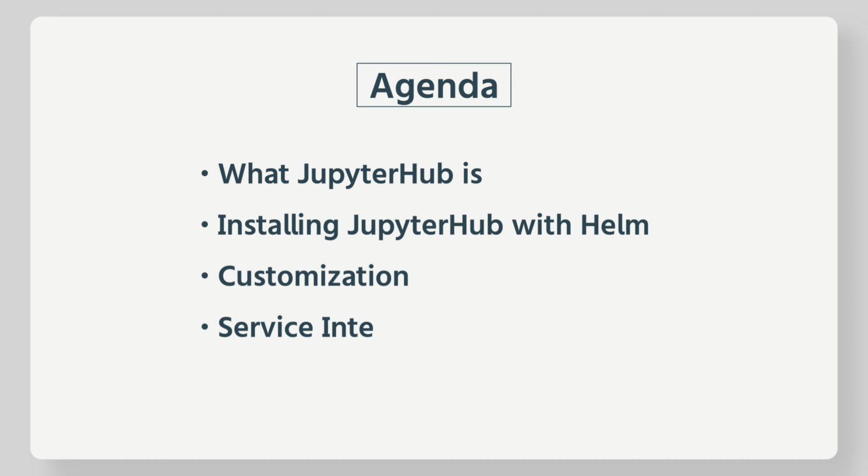First, I'll explain what JupyterHub is. Then we'll install it with Helm and make sure it runs. Next, we'll discuss customization, using custom container images and JupyterHub profiles. After that, I'll talk about service integration, connecting JupyterHub to other services in the Kubernetes cluster. Finally, secrets with Vault. I'll show how to save and read secrets in a notebook, similar to cloud platforms. Let's get started.